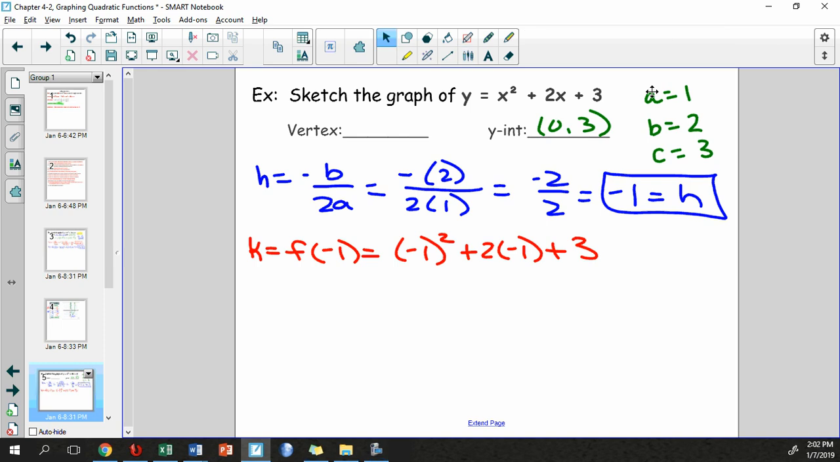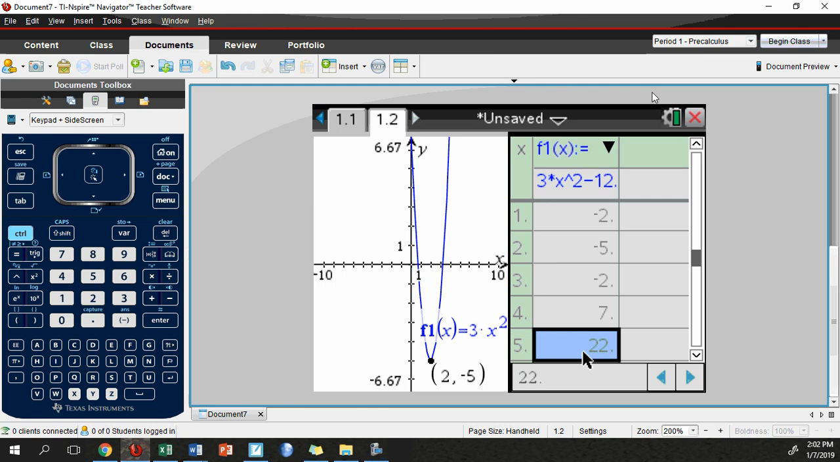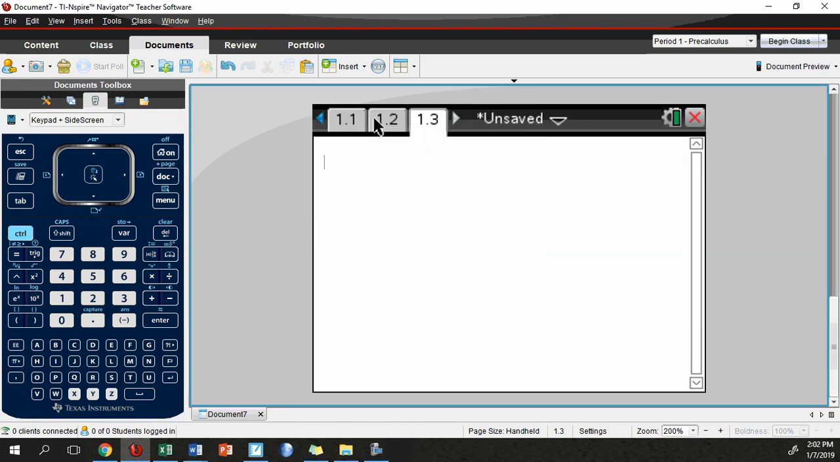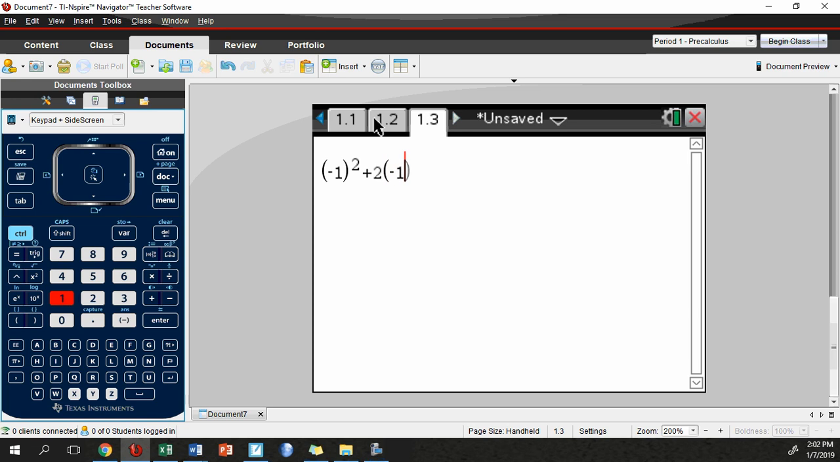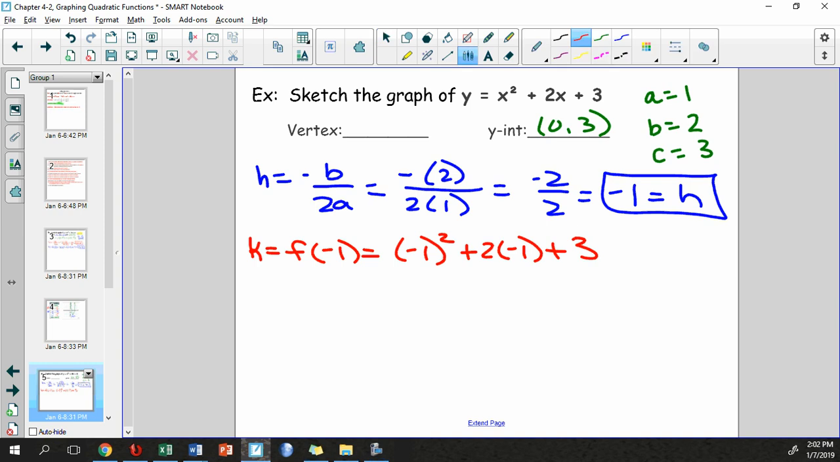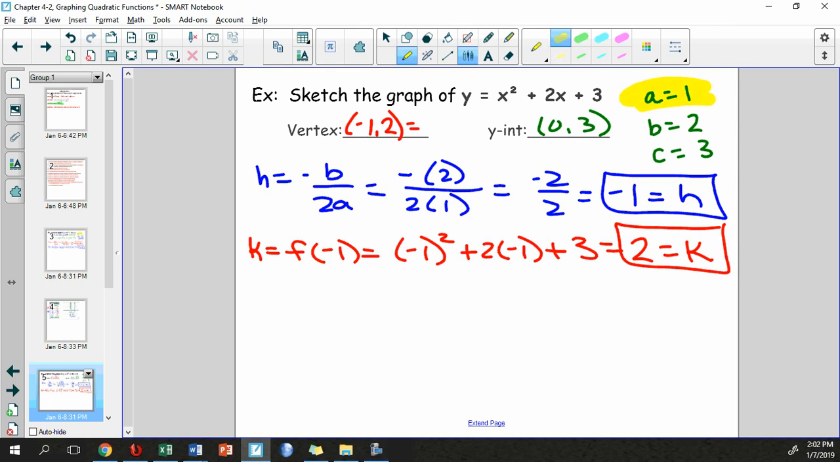Correct? I'm going to come over here to my graphing calculator. And how do I add a new page? Control dot. So control dot, I want a calculator page to do a calculation, right? So I'm going to do parentheses -1 squared plus 2 times -1 plus 3. And hit enter. What is K? K is 2. So I come back over here and I simply say 2 is equal to K. Correct? So what does this tell me my vertex is? -1, 2. Is that a maximum or a minimum? I'm going to look at my A value, and my A value is positive, so that has to be a minimum.